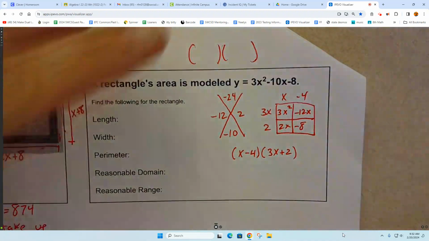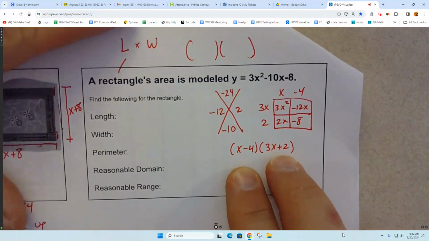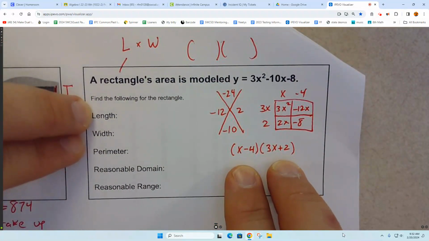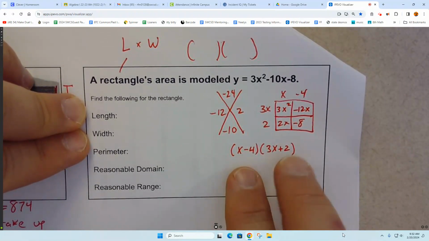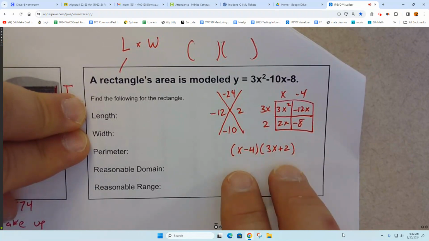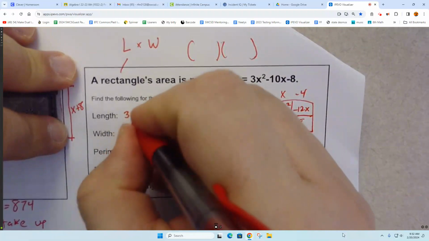All right, looking at these, which one is longer, the length or the width? Length. Which of these has to be the length? We know it would be the longer of the two. The 3x plus 2, we would say that's got to be.